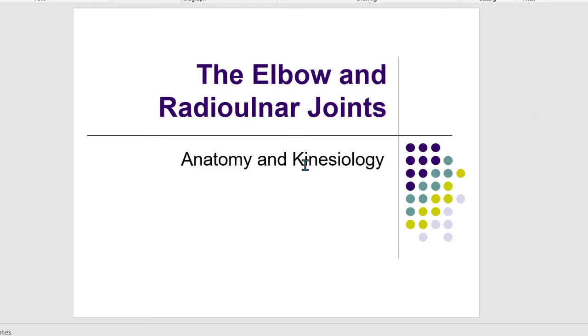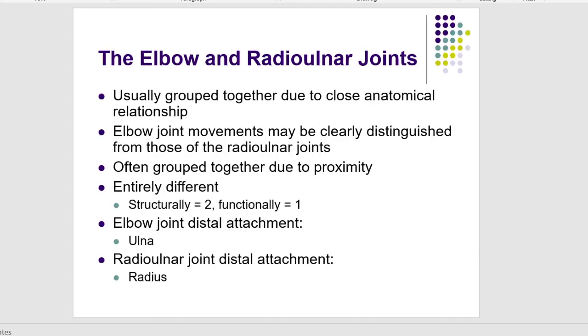Good morning. So today we're going to have our lecture in anatomy and kinesiology involving the elbow and radioulnar joints. The elbow and radioulnar joints are usually grouped together due to their close anatomical relationship, especially the proximal radioulnar joint.